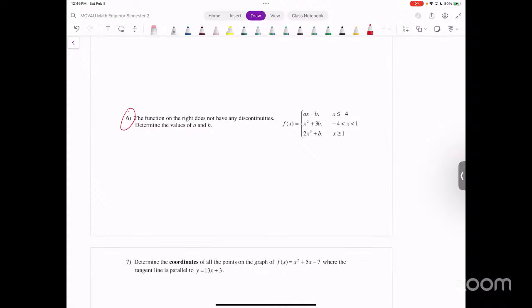Function does not have any discontinuities. Determine the values of a and b. Oh, I had a question like this on my quiz. Of course you did. How? What do you mean? Did they finish teaching discontinuity? Yeah. Did they finish teaching everything about limits? No, not really. There are still a couple more lessons. Okay. No, they gave us a, but we had to find b.